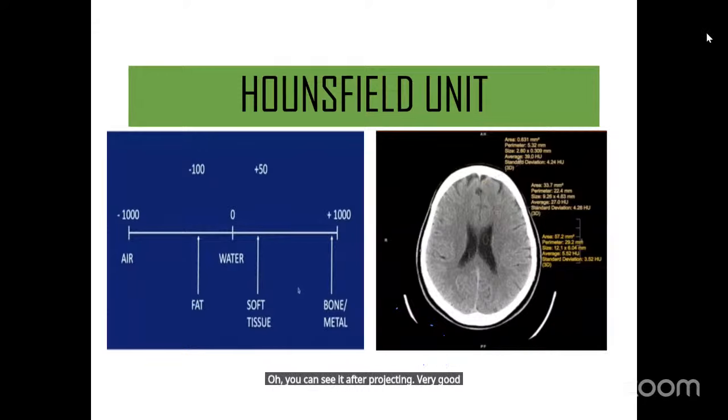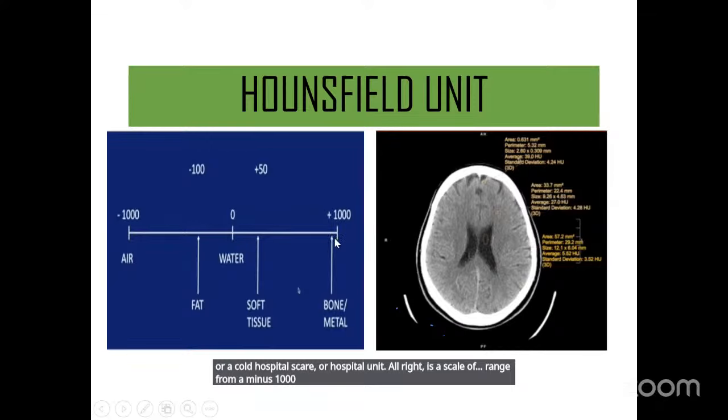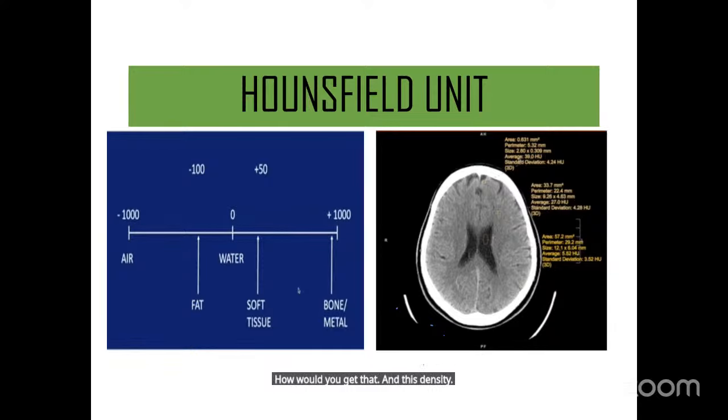Now, that density we call in CT, hyperdense, is a number or a scale called the Hounsfield scale or Hounsfield unit. It's a scale ranging from minus 1,000 up to plus 1,000. Are we together? And this number increases with increasing density. The most highly dense structure is bone or metal, and the least dense structure is air. In between them, you have the density of water.